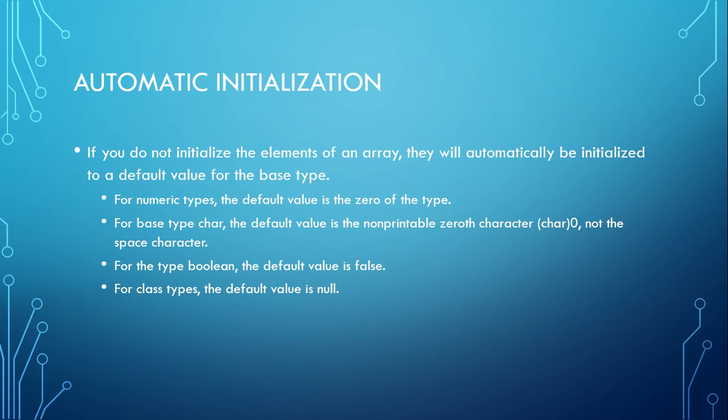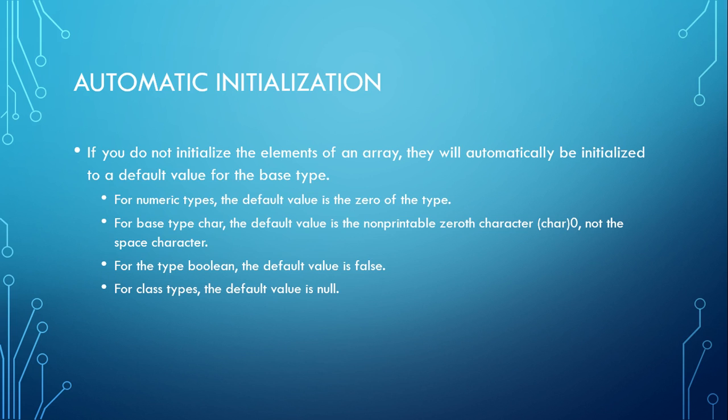Now, automatic initialization. If you do not initialize the elements in an array, they will automatically be initialized to a default value for the base type. So even if you don't fill it in right away, you don't give it those initial values, it's okay because Java is going to try to do it for you. For numeric types, the default value is the 0 of the type. So it's int, double, float, whatever.